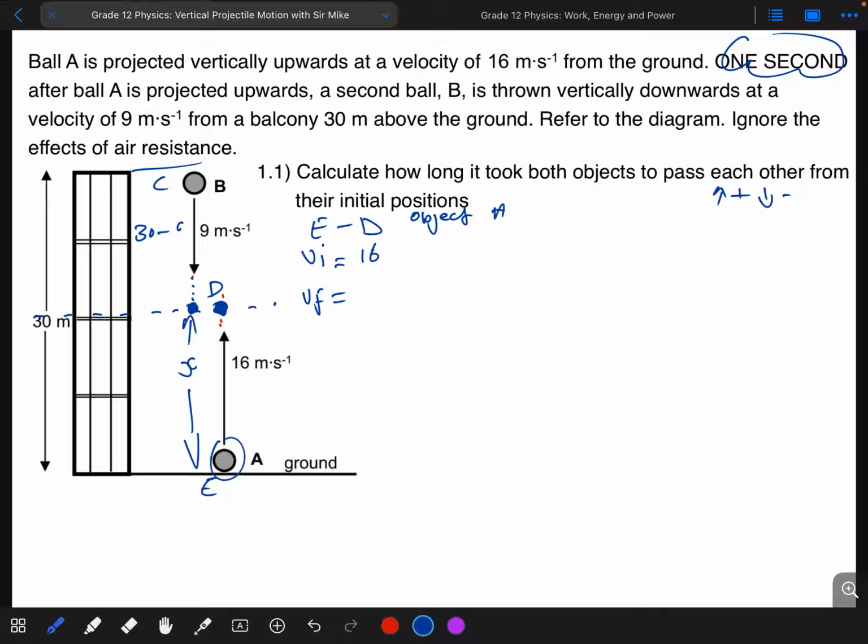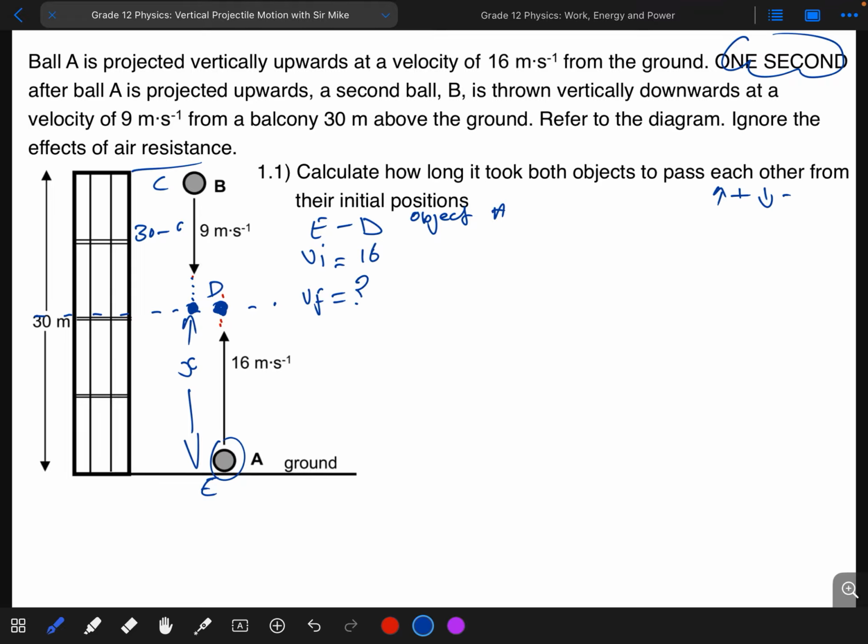Now remember that when two objects pass each other, the only things that connect them, that we can predict, would be time and displacement above the ground. But what we cannot say is that when they pass each other, their velocity is the same. When two objects pass each other, their velocity is not the same. So we are going to leave that open.